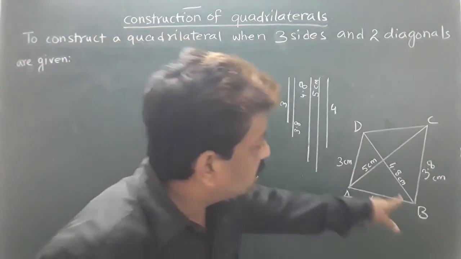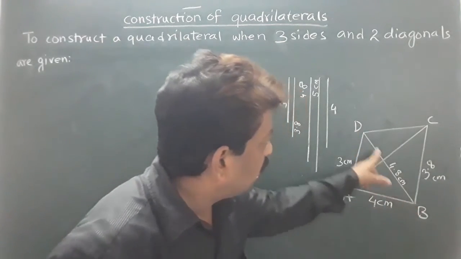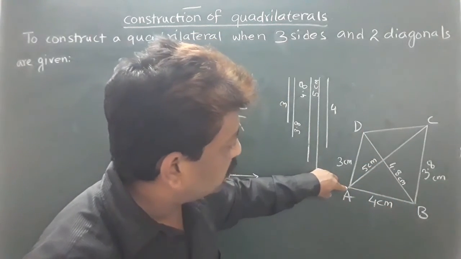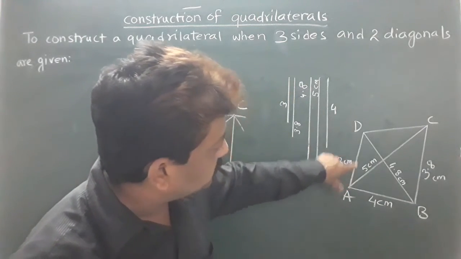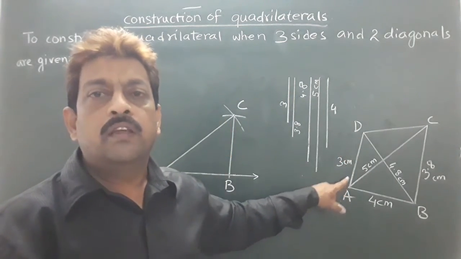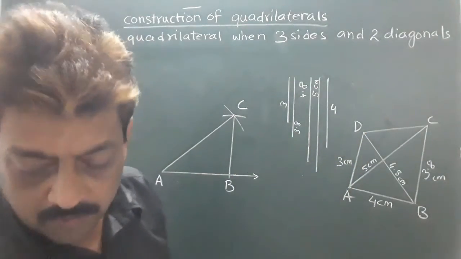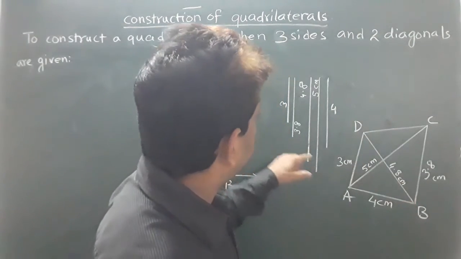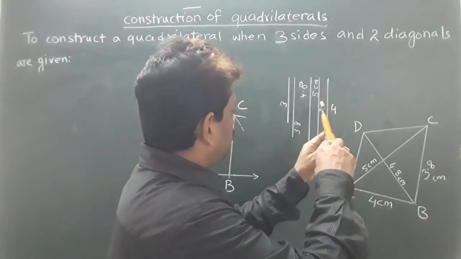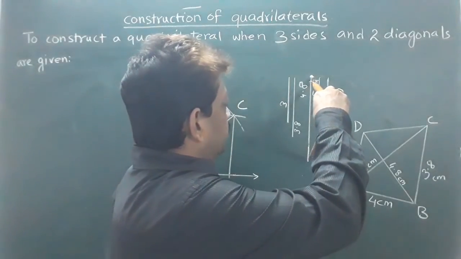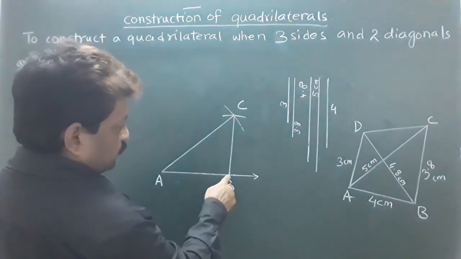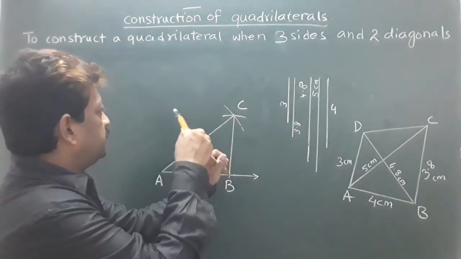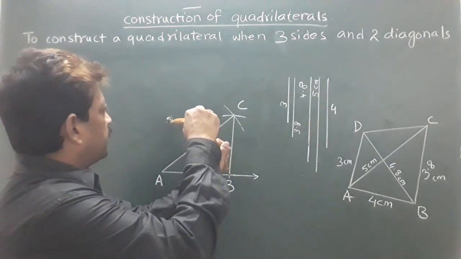Now see, D is connected with B, means we can draw an arc taking 4.8 centimeter as the radius, and we can also draw another arc taking 3 centimeter as the radius. Both these arcs will meet at the point D, so we will get D. First of all, the diagonal BD. So the length of BD is 4.8. So let me take this length. The radius is 4.8. So I have to place the compass on B and then draw an arc.